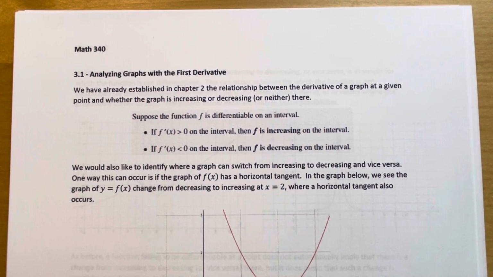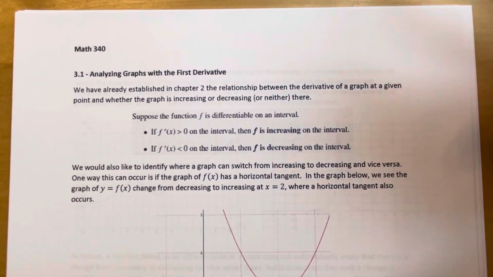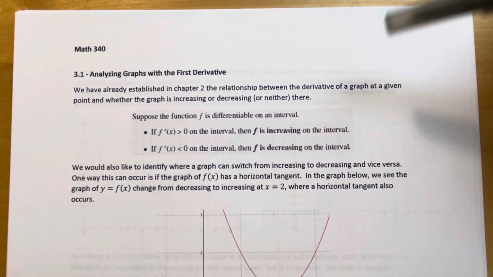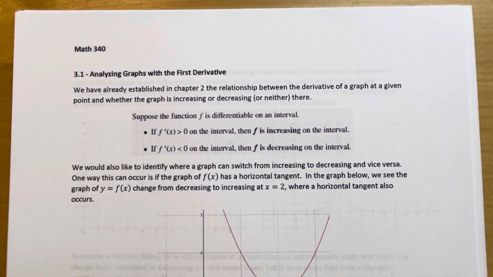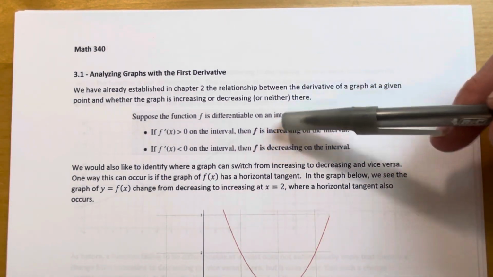So to start with, we've already discussed in chapter 2 how there is this relationship between the derivative of a graph at some particular value and whether the graph is increasing or decreasing there. Or neither. You'll notice I put that in parentheses. So here's a summary of that.